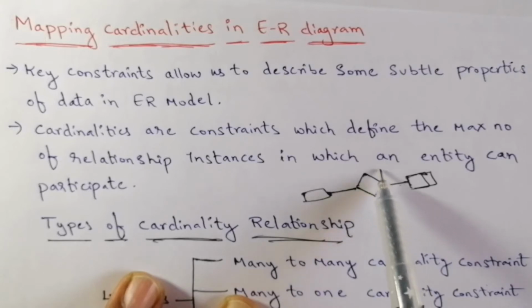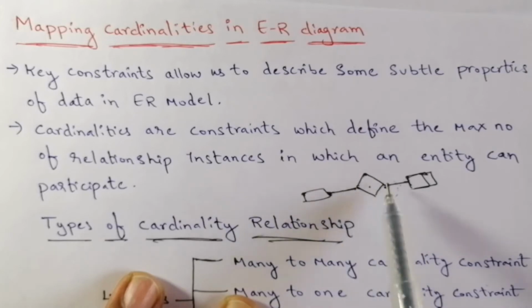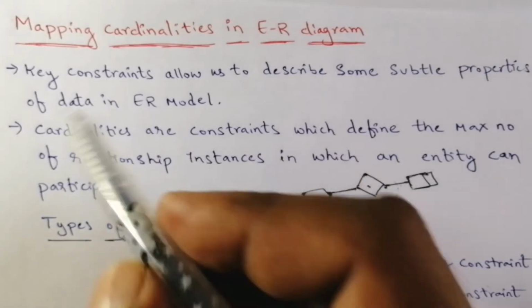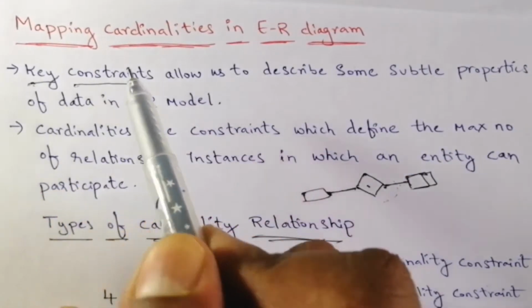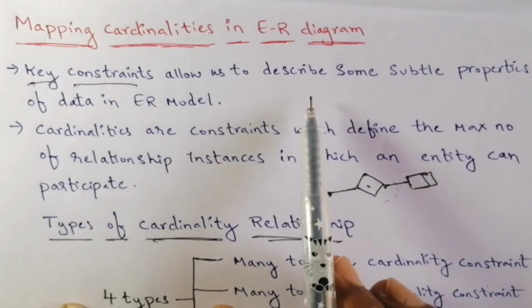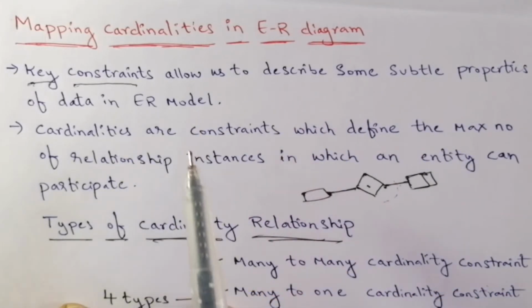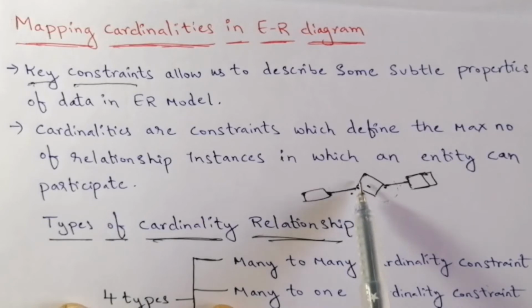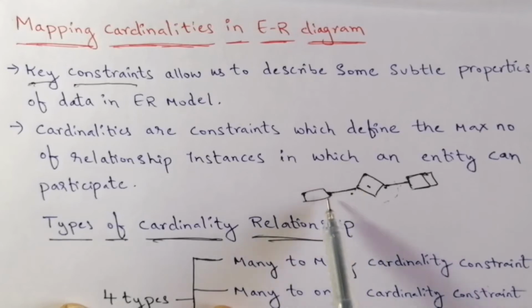For a business there will be many constraints, many conditions. If you want to represent such conditions in the ER diagrams, then there is a need for key constraints. Key constraints are those which allow us to give some properties to data in the ER model. By these properties we are going to identify what type of relationship exists between the entities, right?